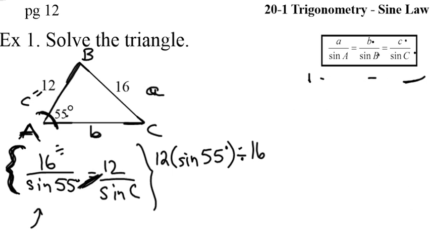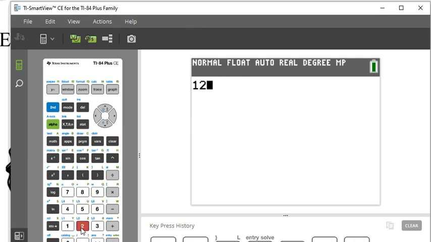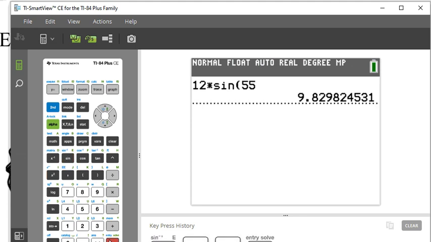And when I do 12 times sine 55 divided by the 16, that's going to equal what I have left over, which is sine C. So on my calculator, 12 times sine 55 divided by 16. 12 times sine 55, enter, and I'm going to divide it by 16.